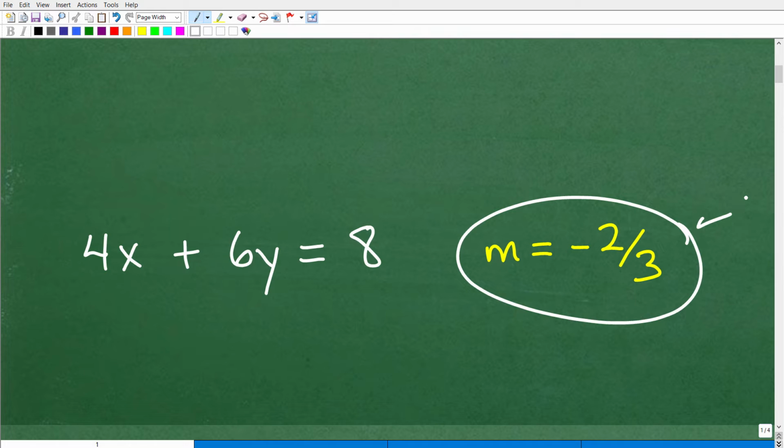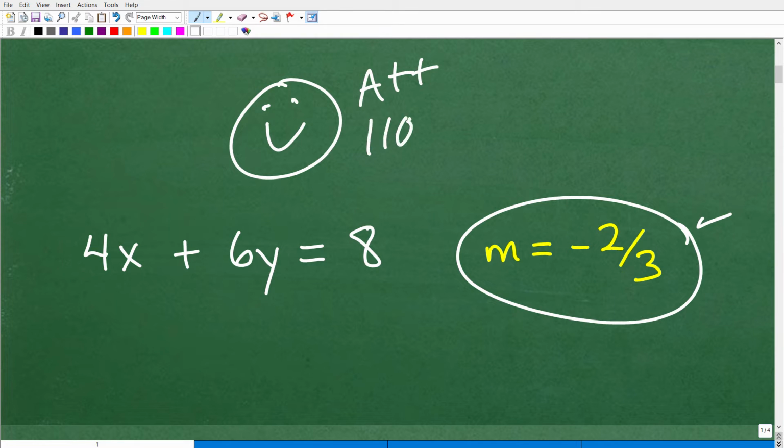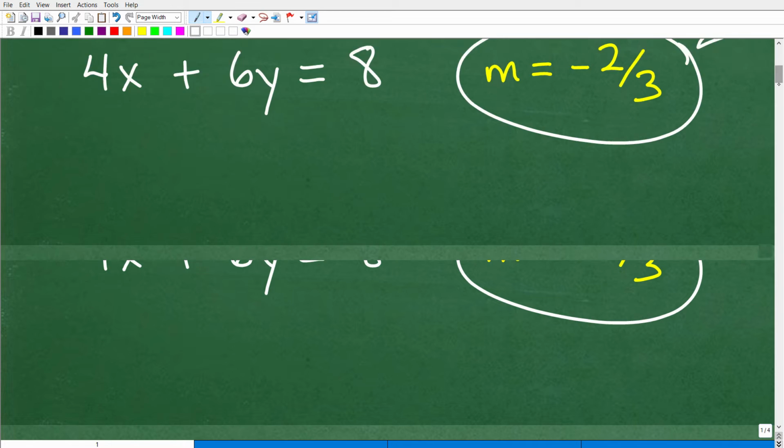Okay, so how many of you got that right? Well, if you got that right, I must go ahead and give you a nice little happy face with an A++, and we'll make it 110% today, and I'll give you a few stars because that's pretty awesome that you were able to calculate the slope. Okay, now again, there's a couple different approaches you can take to solve this problem. And there's actually more than a couple, okay, but I'm going to show you what I think is the most effective way for all of you out there. But let's go ahead and get into it right now.